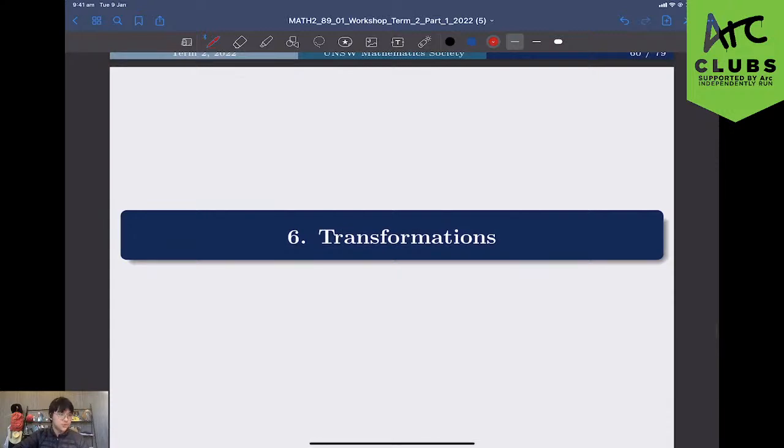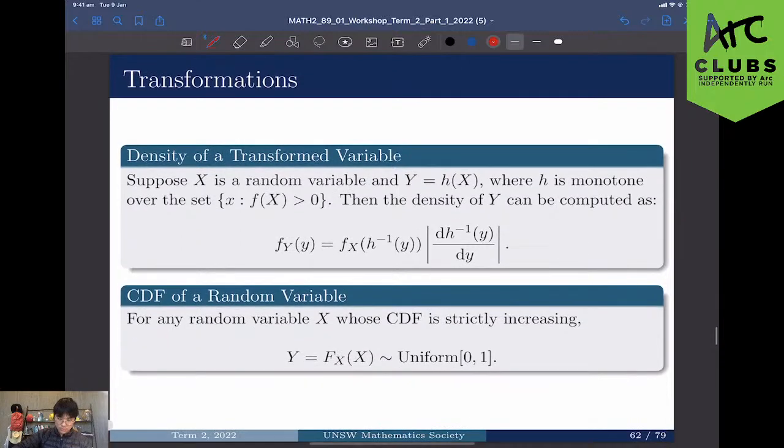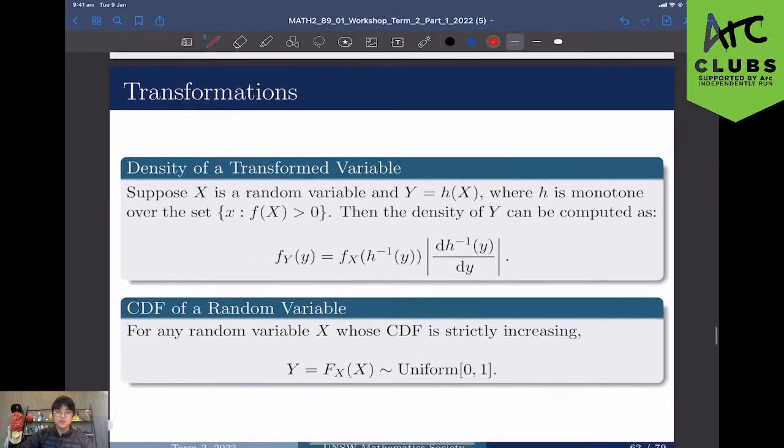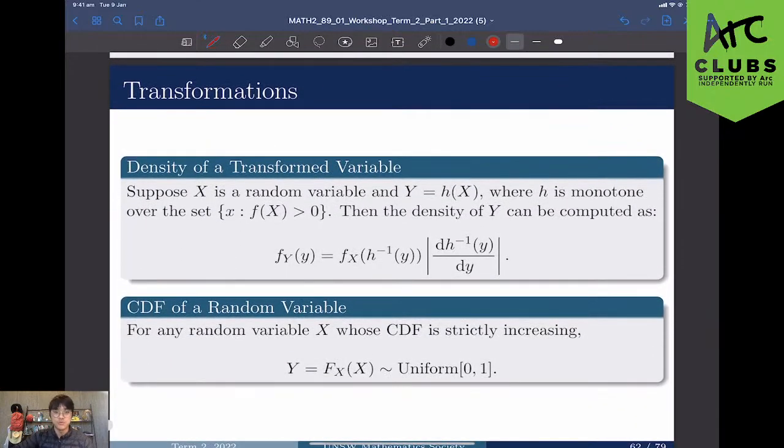Okay, so now we move on to transformations. With transformations, we have random variables that we've explored, and we want to find the distributions of random variables after we transform them. So if we know the distribution of, say, an x, we want to know what the distribution of x cubed plus 2x looks like. That's the motivation behind this chapter.